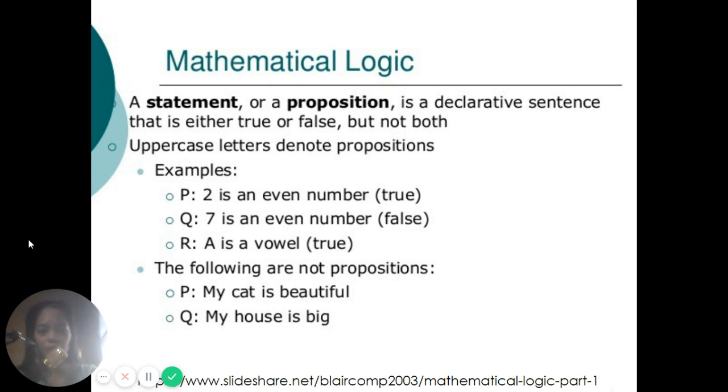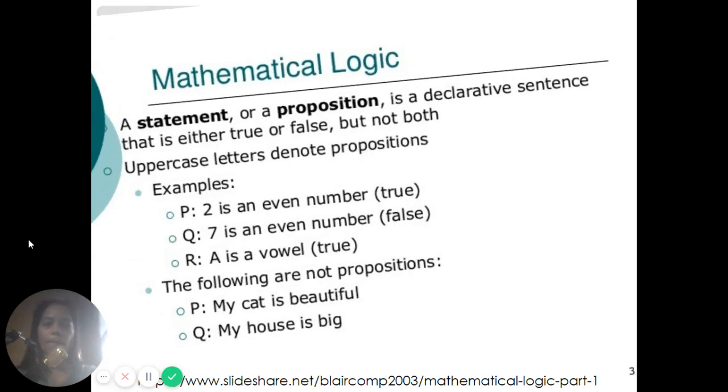So we have said a proposition or statement is a declarative sentence. Now you can see we have two examples that are not propositions, which are: my cat is beautiful, my house is big.